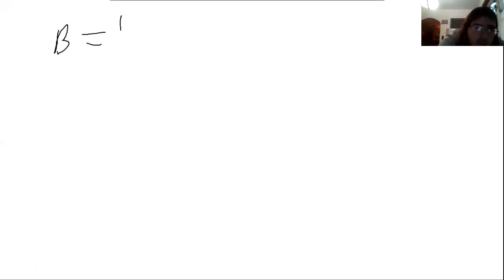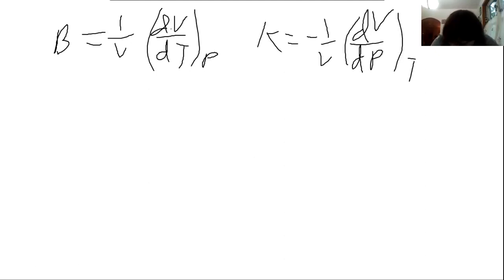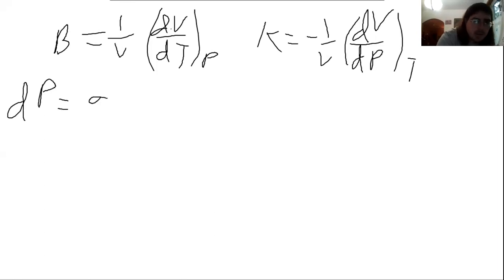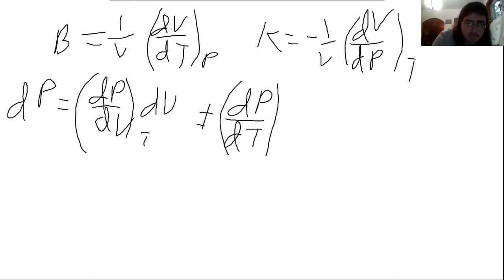Oh my. Beta is 1 over V dV dT. And kappa is negative 1 over V dV dP at a constant temperature. Okay. So, remember, we said dP is equal to dP dV dV plus dP dT dT.